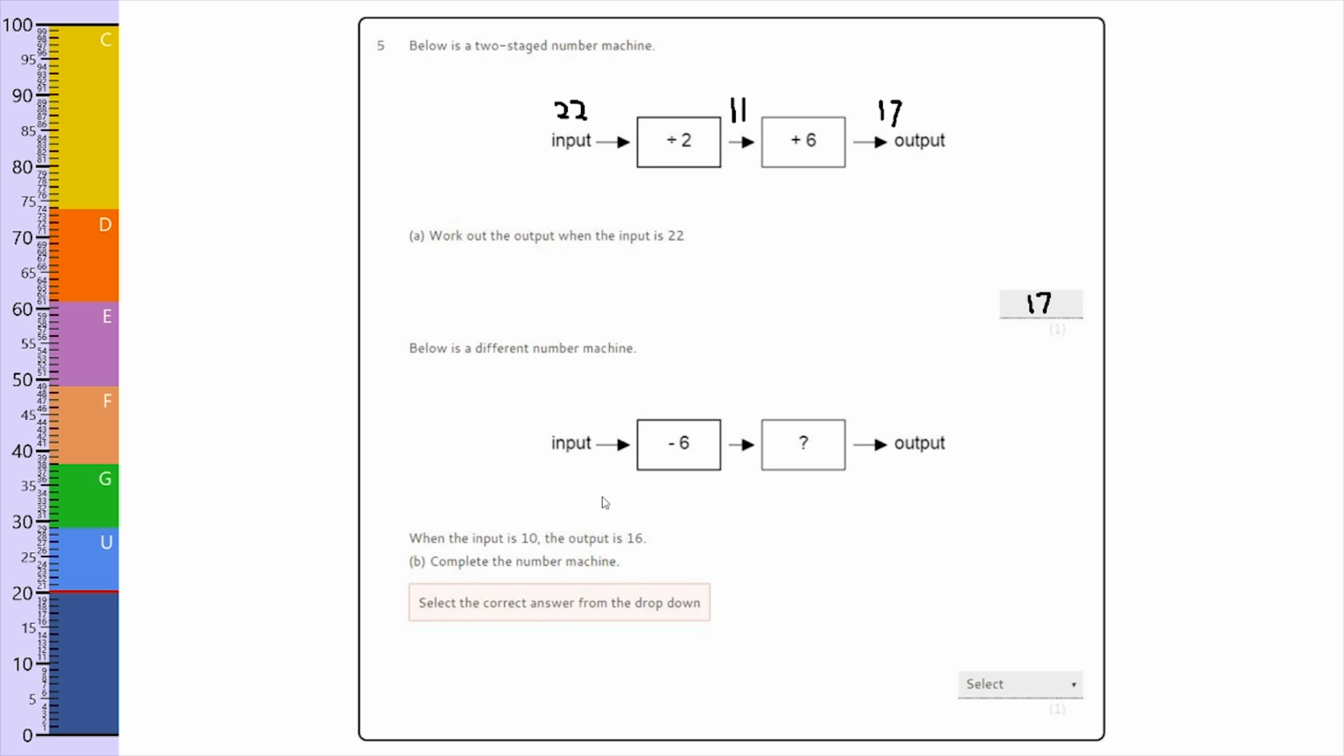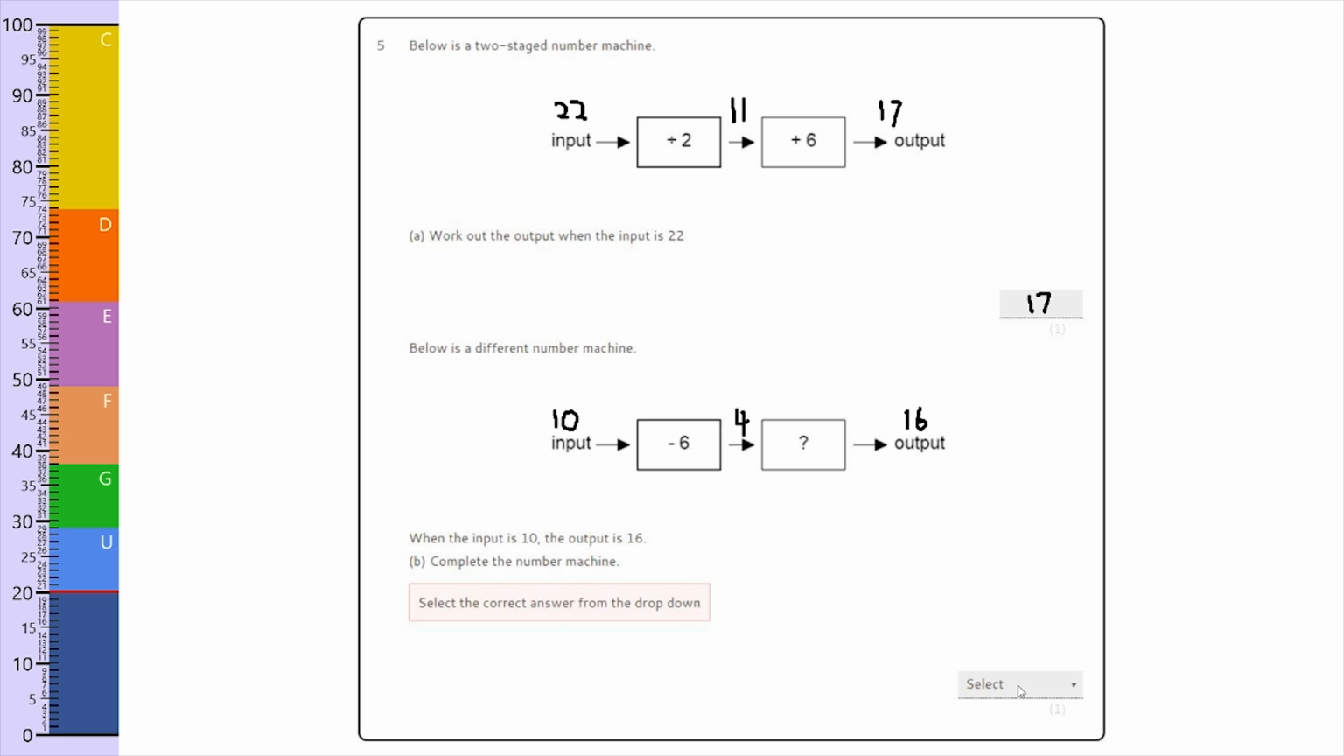Below is a different number machine. It says the input is 10, the output is 16. What is this mystery function? So let's work out what number's going into that function. So it's 10 take away 6, which is 4. So we need a way of getting from 4 to 16.